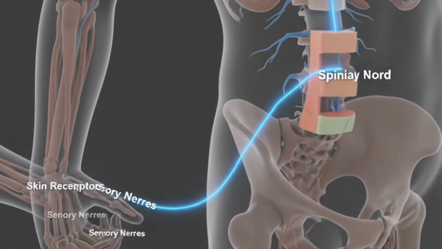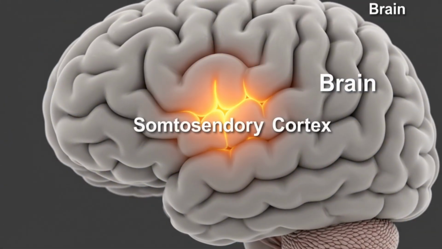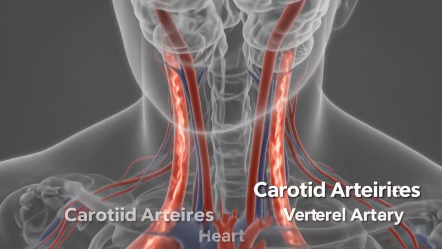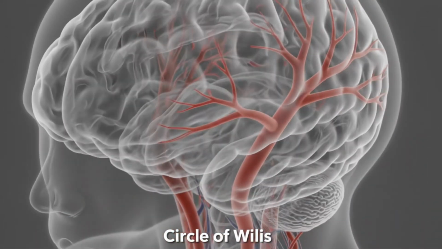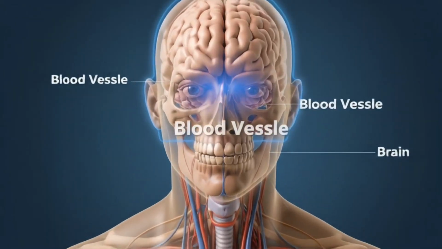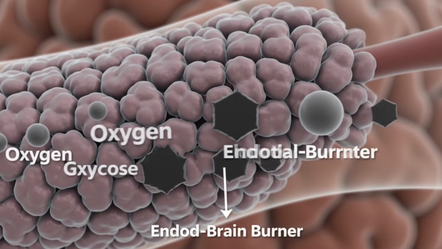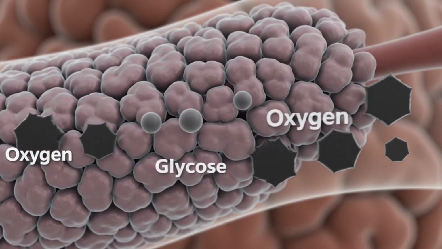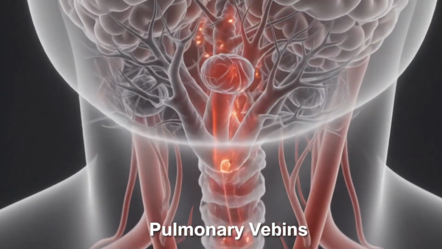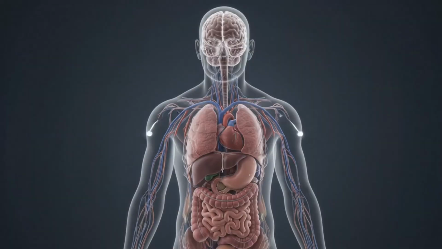The journey of touch begins with skin receptors detecting contact. Signals travel up the peripheral nerves to the spinal cord. The heart pumps oxygen-rich blood through the carotid and vertebral arteries towards the brain. Zooming in, the blood-brain barrier is formed by tightly packed endothelial cells in capillaries. The brain requires a continuous supply of oxygen to function. Oxygen is inhaled into the lungs, where it enters the bloodstream.